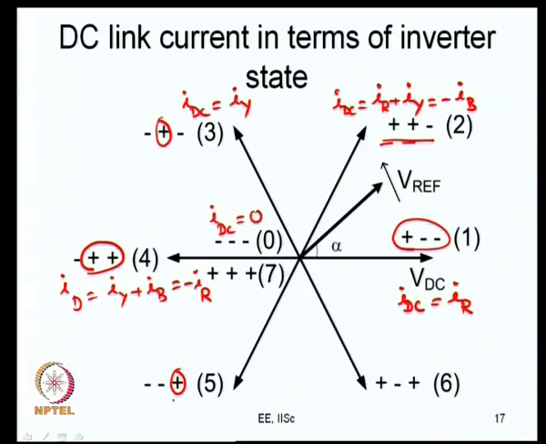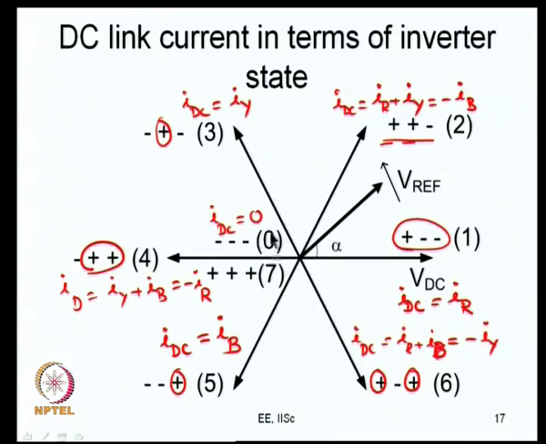Then there are only 2 other inverter states left, this is 5. Only SB is 1, therefore, you have IDC equal to IB, and similarly for the last state, where SR and SB are high, the top devices are on. In this case, you have IDC equals IR plus IB, which is equal to minus IY. So, the picture is complete.